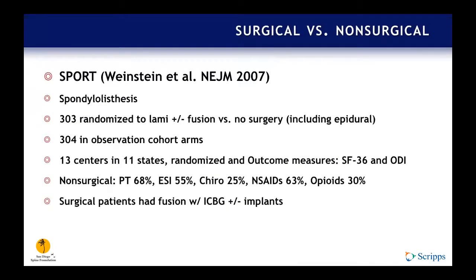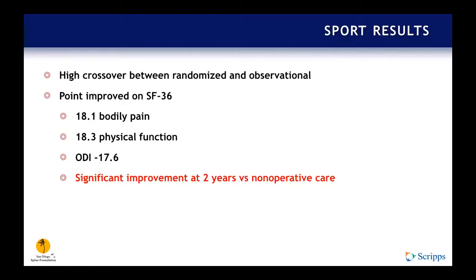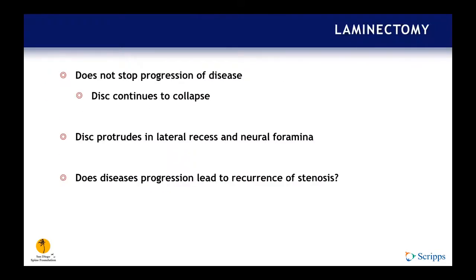I wanted to bring this up. This is just an overview of the SPORT trial. This is a little different because it was focused on spondylolisthesis, but they had patients randomized to fusion versus no surgery. Of course, there are a lot of drawbacks and criticisms of it, the high crossover rate being one of them. Overall, though, there was significant improvement in a lot of the SF-36 scores. And what they found ultimately was that at 2 years, compared to non-operative care, surgical care was better.